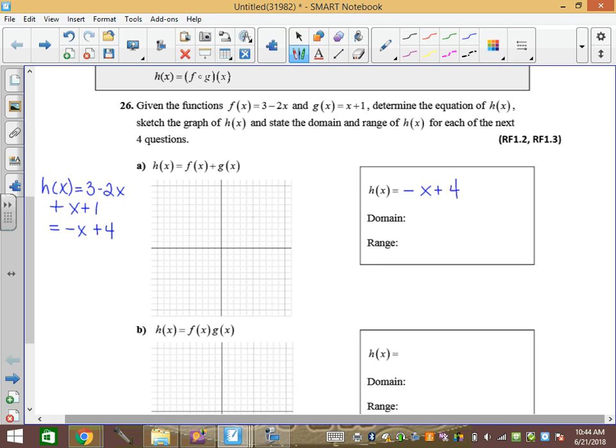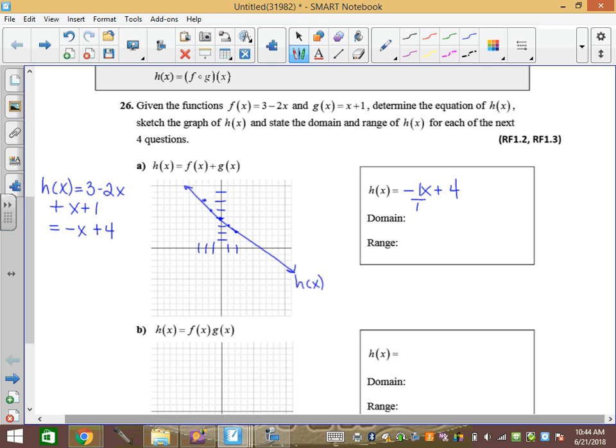So I go to my y-intercept of 4. Kind of hard to see this. And then I'm going to go down 1, right 1, down 1, right 1, down 1, right 1. And if I wanted to go in the opposite direction, I could. I just have to do the complete opposite. So up 1, left 1, up 1, left 1, up 1, left 1. And then I connect them, and I have h of x.